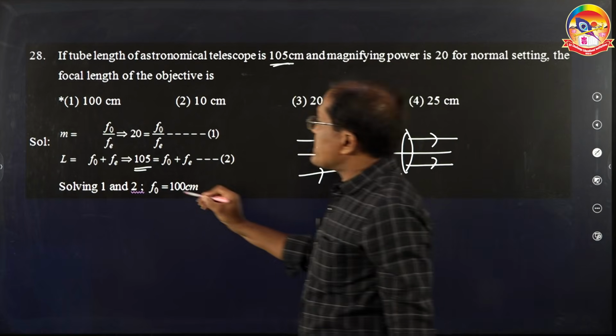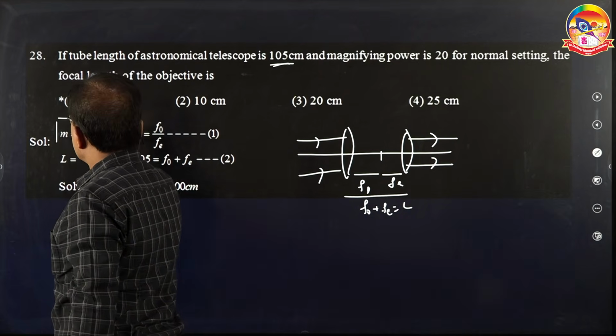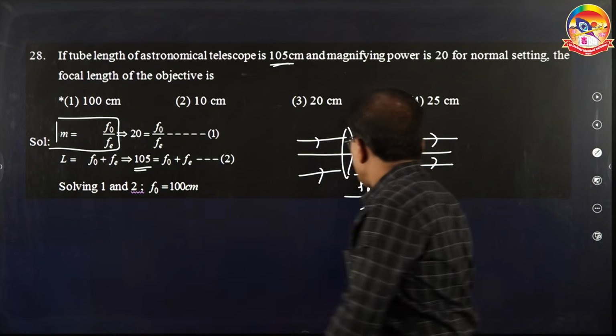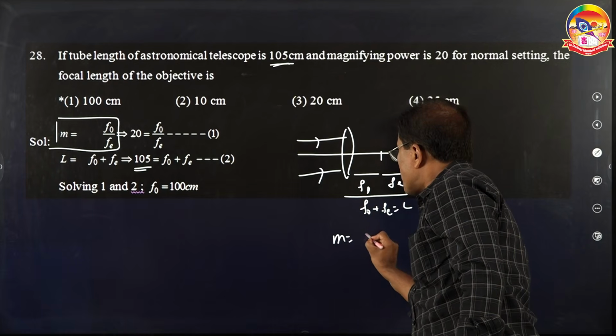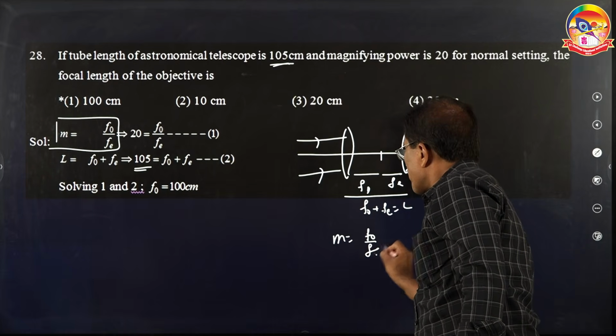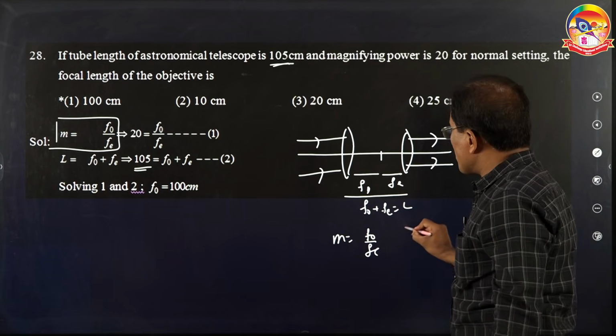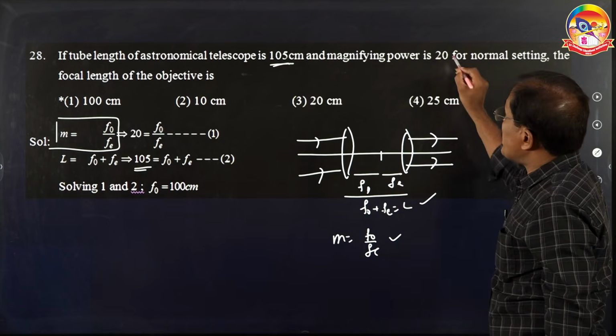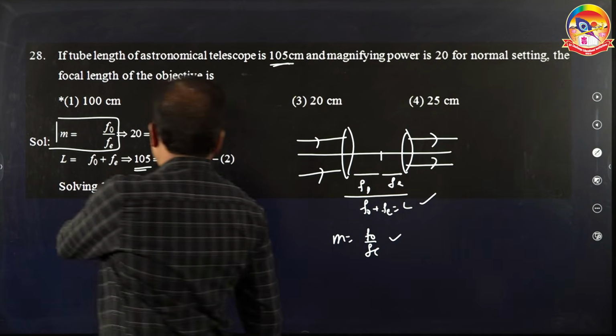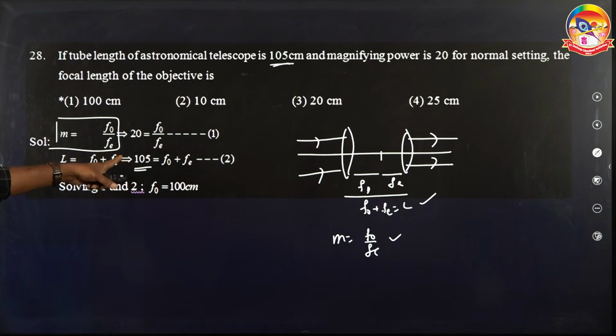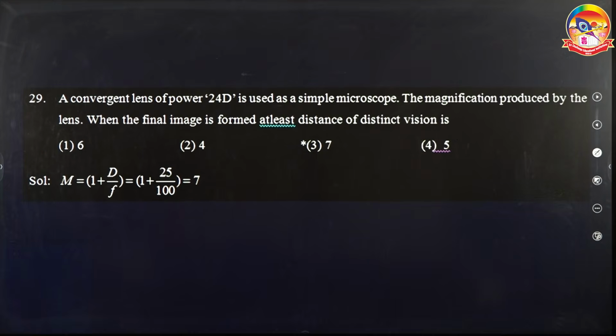So accordingly, next, the magnification is equal to what? FO by FE. Magnification is equal to FO by FE, right. So we have the magnification and the length of the telescope, and we can calculate FO and FE. FO by FE is equal to 20, FO plus FE is equal to 105, right, children. Next, these are the problems you can check directly.